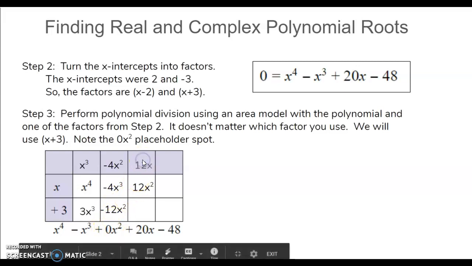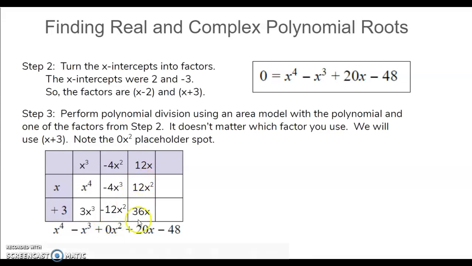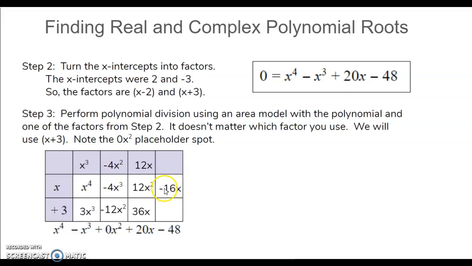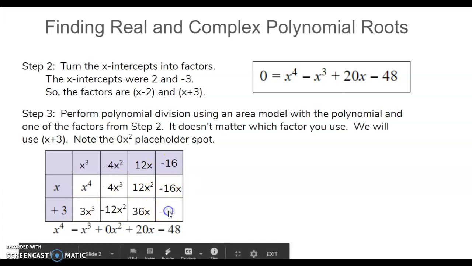Go back and calculate the top, get a 12x, take that times 3, get a 36x. But I wanted 20, so I need to take away 16 x's. Something times x is negative 16x, that's negative 16 times 3 is my negative 48, and that works out nicely. They match each other here. We don't have any remainders.